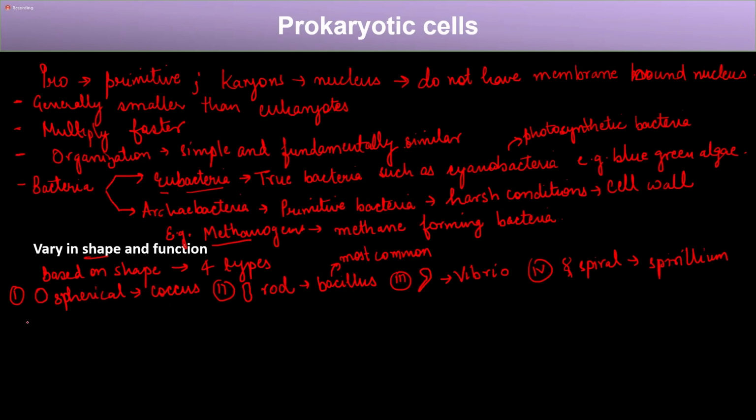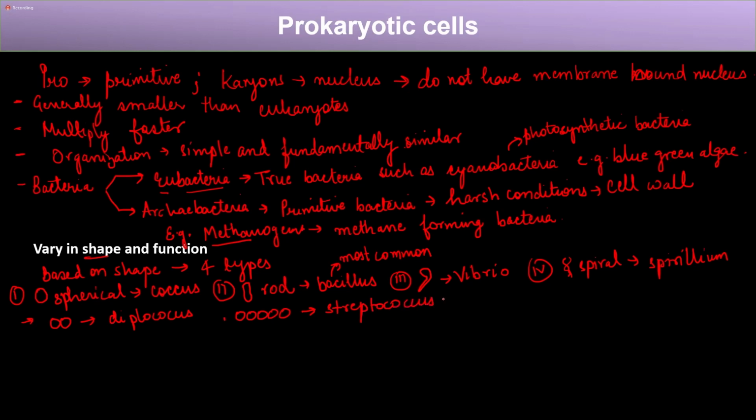Now, it might also be possible that these cells occur in a group. For example, suppose you see a sample in a microscope and you see 2 cocci joined together end to end, then these bacteria will be called diplococcus. If there are more than 2 cells joined together, a chain of cocci, then you will call this bacteria streptococcus.